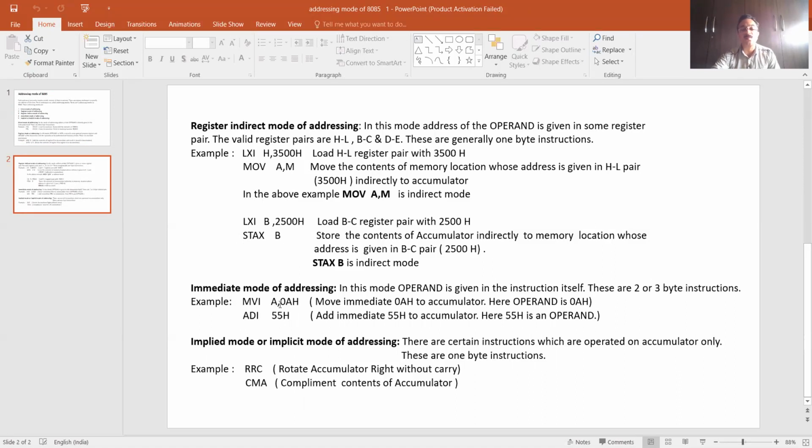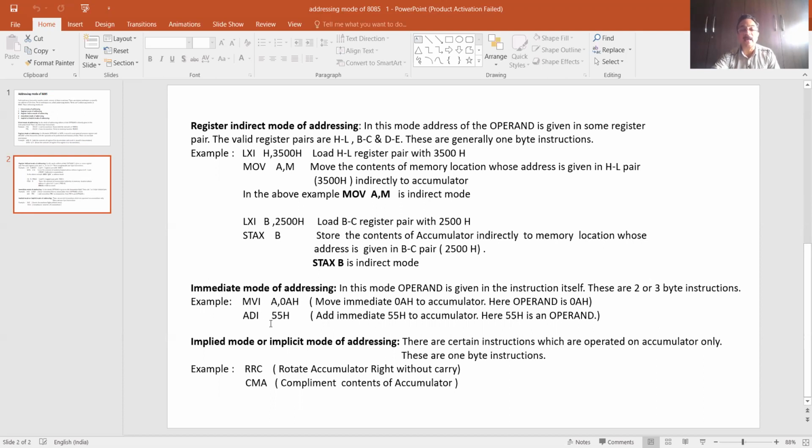Next is immediate mode of addressing. Now, in immediate mode of addressing, the operand is given in the instruction itself. The operand is given in the instruction itself. An example is MVI A, 0AH. Here 0A is the operand. Okay, move immediate 0A to the accumulator.